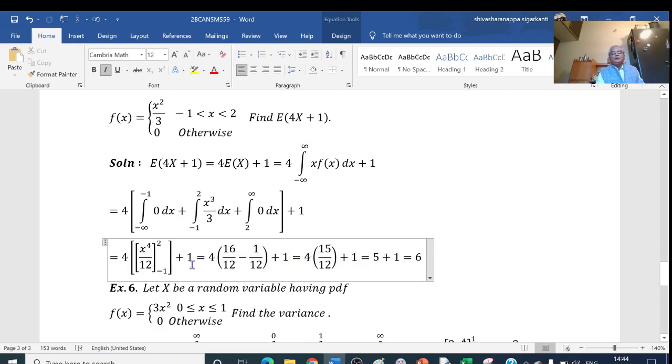This is equal to 4 into 16 by 12 minus 1 by 12 is 15 by 12, plus 1. That is equal to 4 into 1, 4 into 3 gets cancelled, 3 into 1, 3 into 5. This becomes 5. 5 plus 1 is equal to 6.